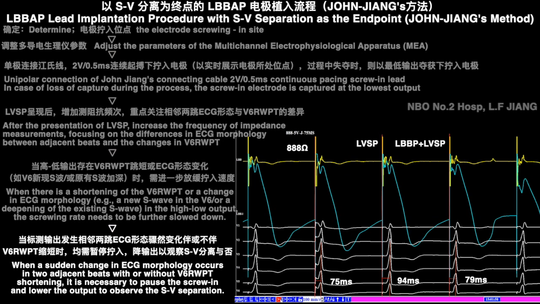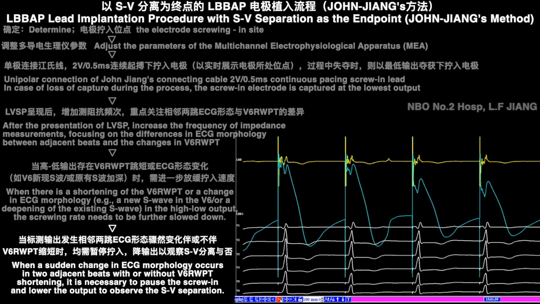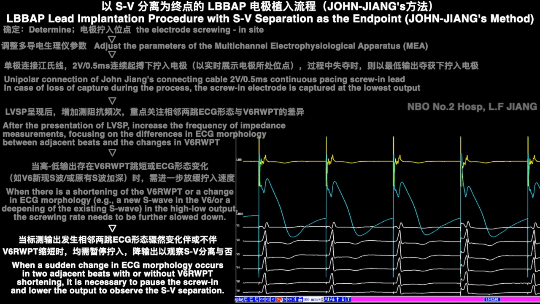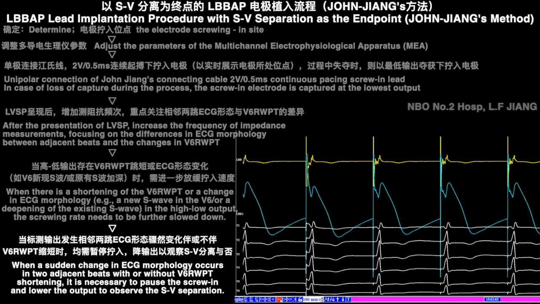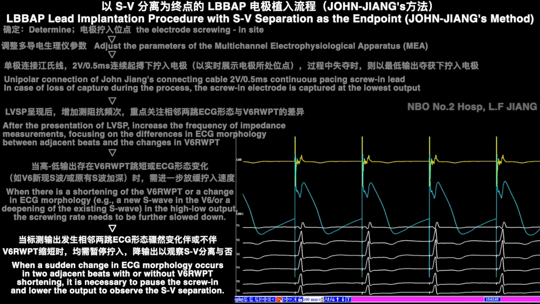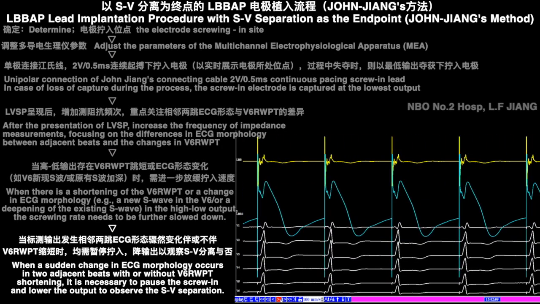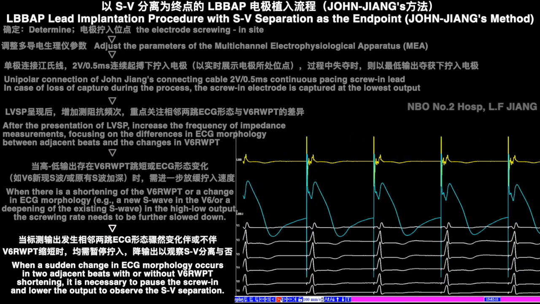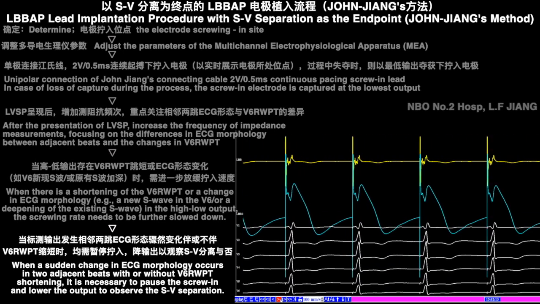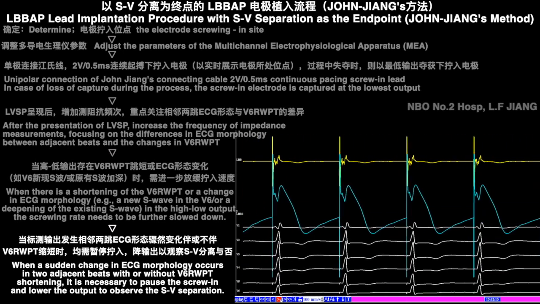Such sudden changes in the ECG include: 1. V6RWPT abruptly shortened by greater than 5 milliseconds after LVSP. 2. Appearance or deepening of the S-wave in V6. 3. SV smooth interval. 4. LBB premature beat. 5. Emergence of an initial R-wave in V1. 6. Sudden reduction in R-wave amplitude across left chest leads.